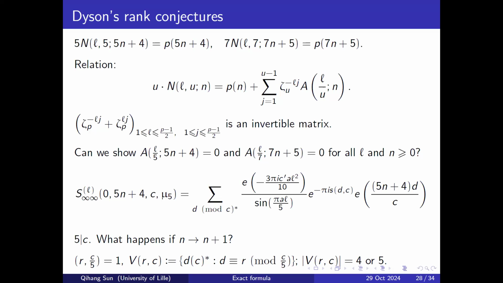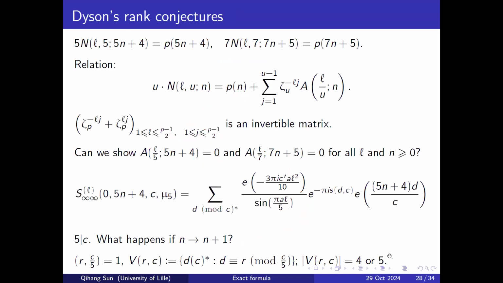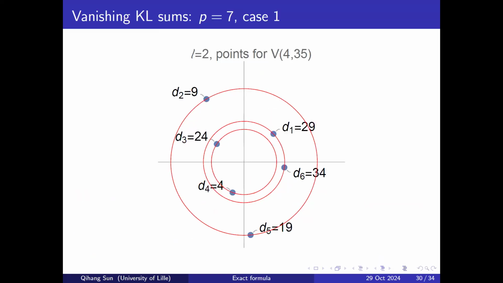Let me show you some pictures, which look like some funny pictures here. This is for the mod 5 case, where we have 4 points. And these 4 points cancel. If you sum up these 4 points on the complex plane, this cancels to 0. And for the case where VRC has 5 points, they are just equally distributed on one circle, and that's not the hard case.